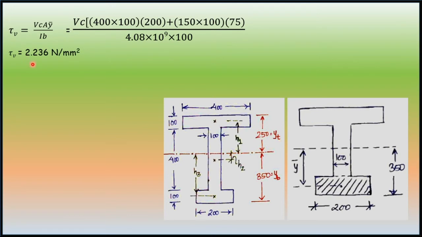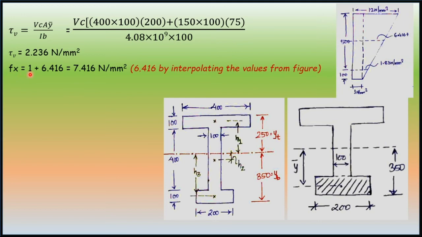Calculating tau v at this value gives 2.236 newton per mm square. Fx is again obtained by interpolating this part. We are interpolating 12 newton per mm square and 1 newton per mm square at the center of gravity, CG. The value is 6.4167. Adding that to this 1 newton per mm square, we get 7.46 newton per mm square. For tension, F minimum is equal to minus 0.62, less than Ft. So hence the section is safe in shear.